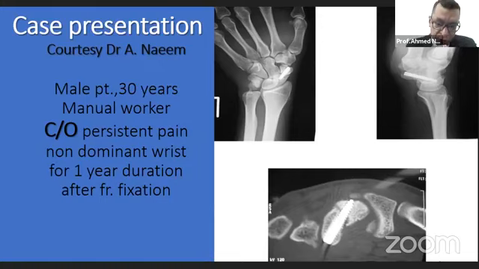If I want to add a screw, I prefer to use it from the proximal pole. This is my opinion. I may be mistaken, but this is my preference.